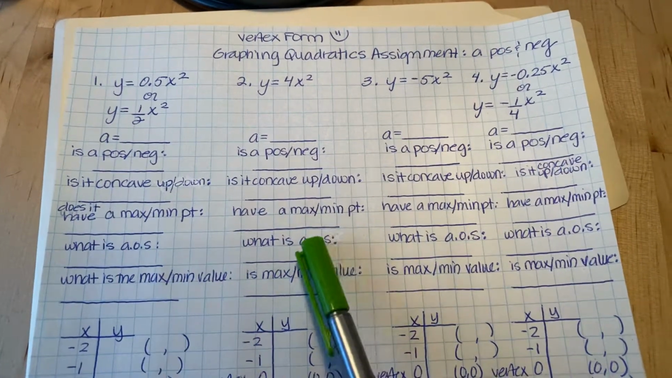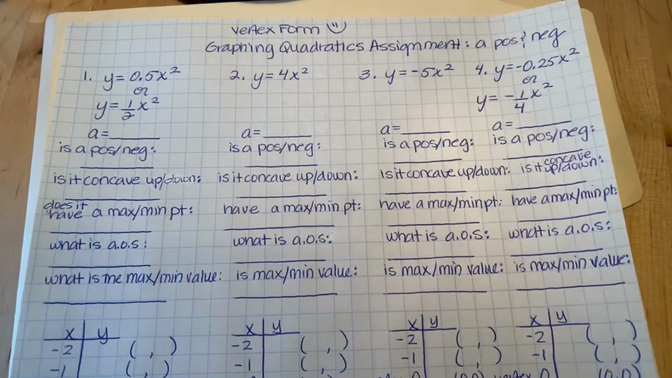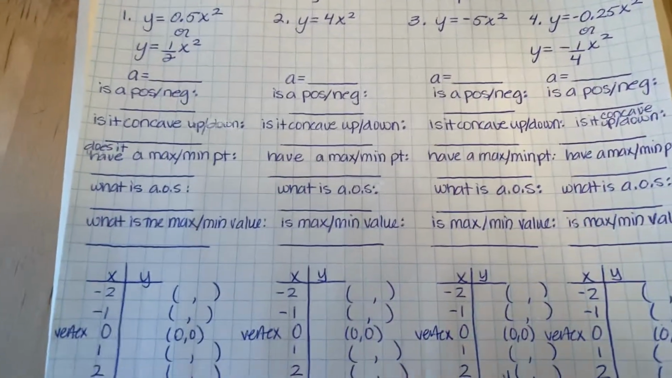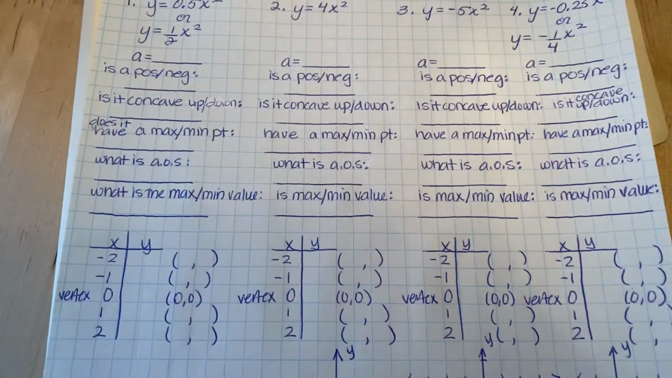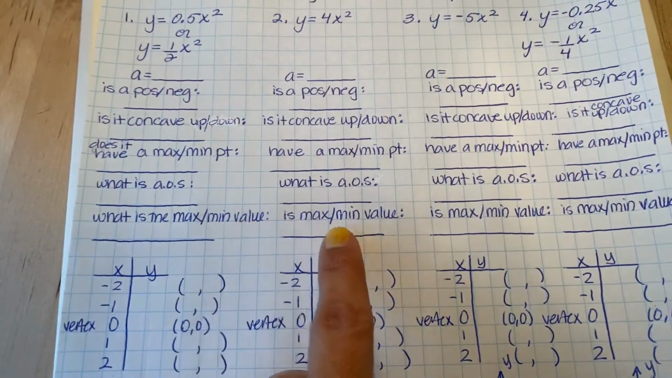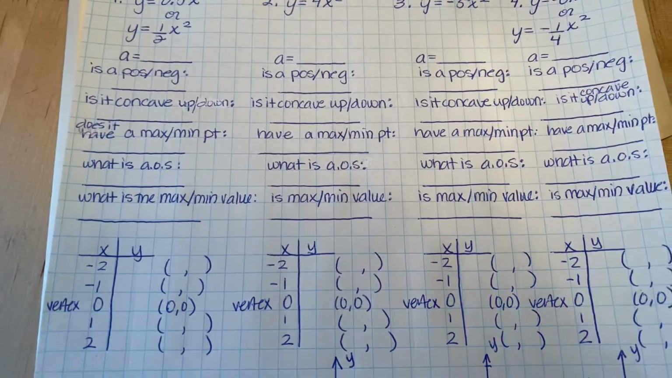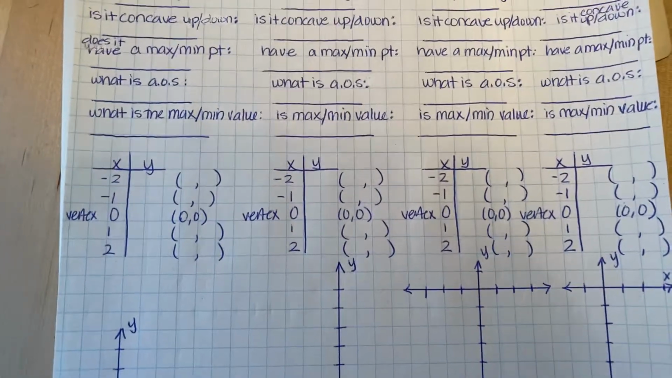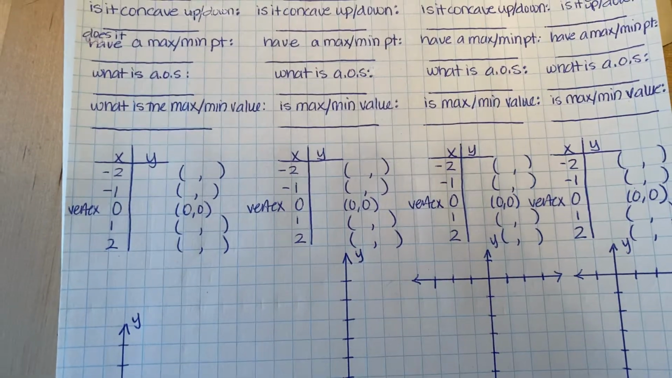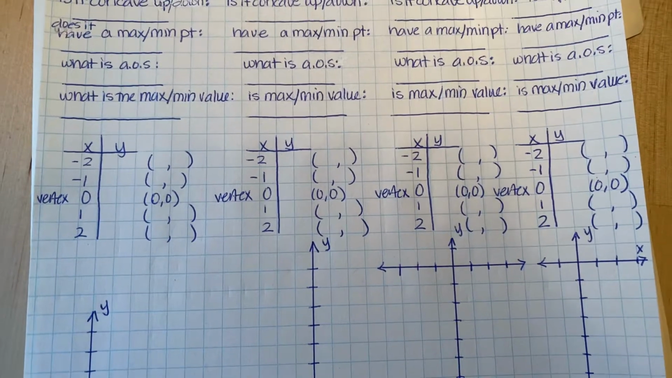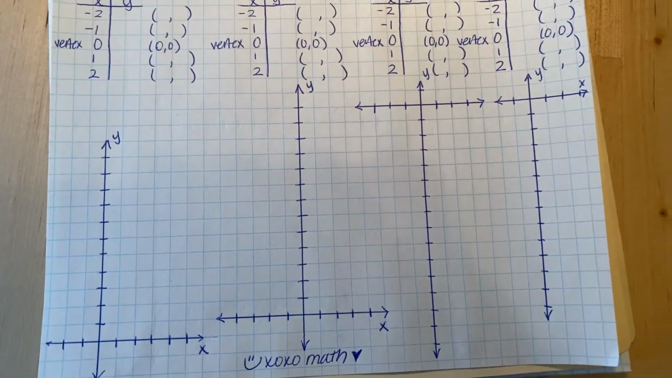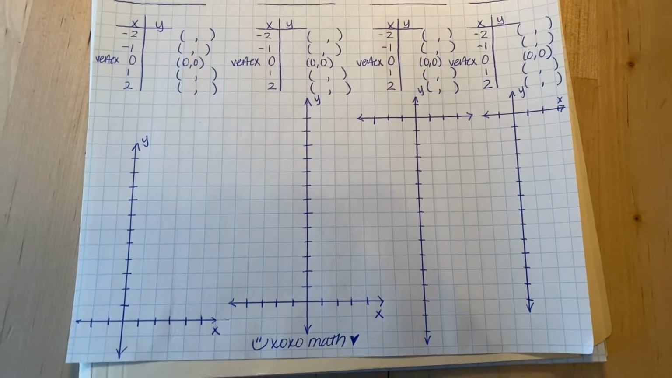What is the axis of symmetry? What is the max or min value? Here's your XY table. Again, it's the same: -2, -1, 0, 1, 2. And then here are my plots, my coordinates.